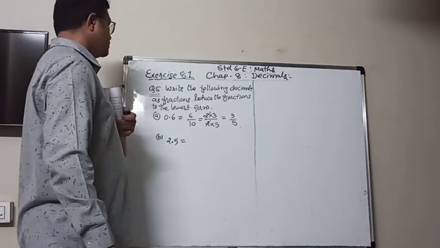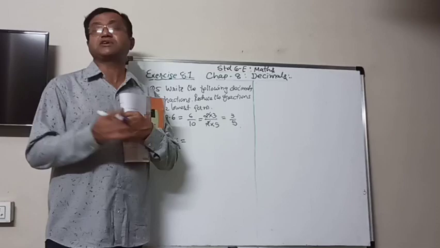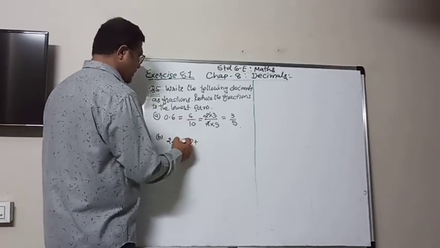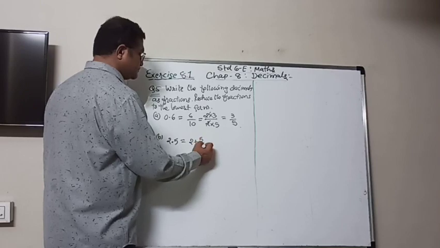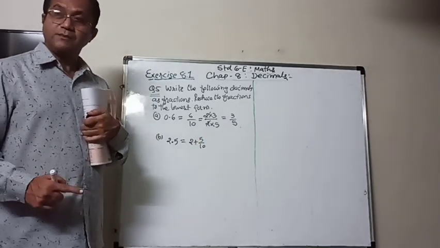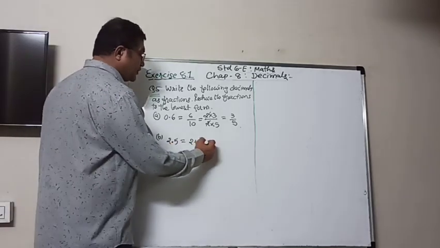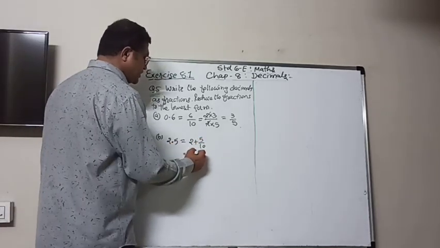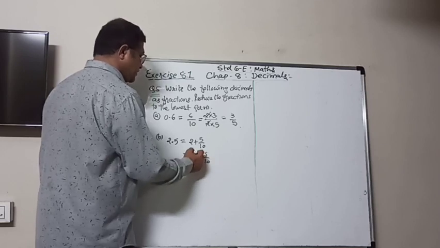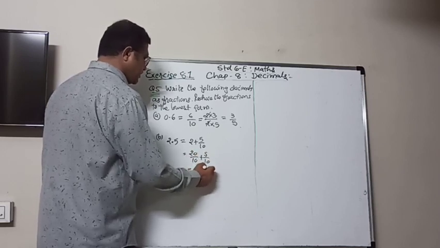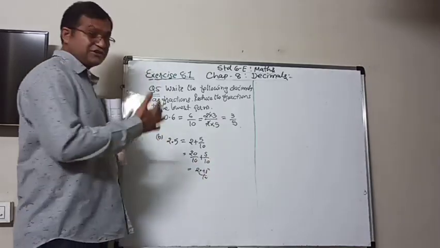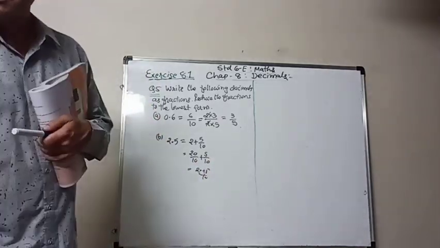Now let me explain you a shortcut. Generally what we are doing, we write down 2 and then 5 upon 10. Then we multiply 2 by 10 upon 10. That is 20 upon 10 plus 5 upon 10. Then 20 plus 5 upon 10, that is 25 upon 10. It is a long method.